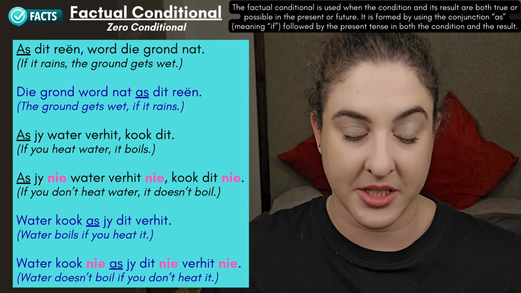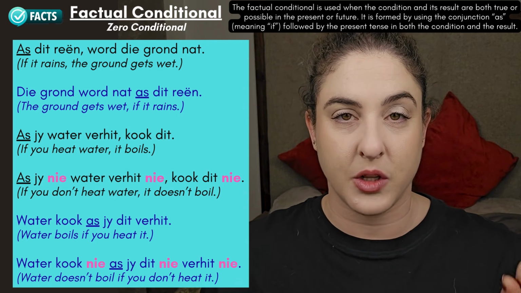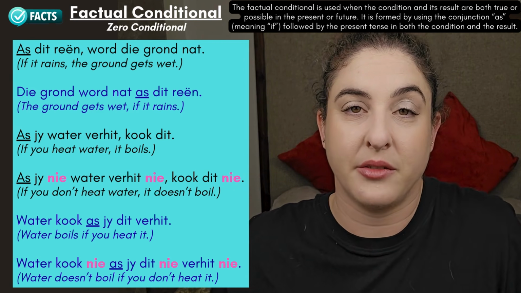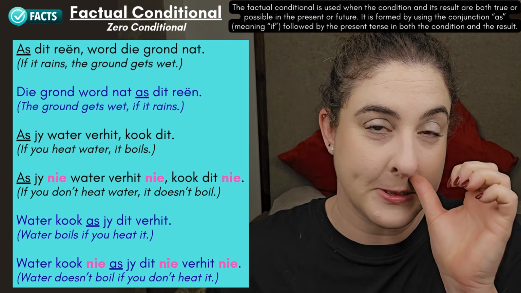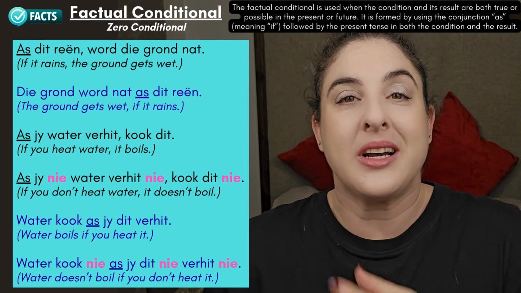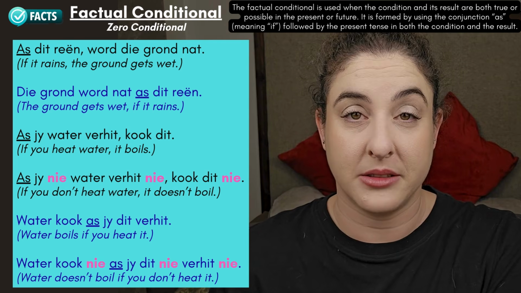In those two sentence examples, we have as jy water verhit, kook dit. You see that the word water is in part 2, which is now in the beginning of the sentence with the conjunction. And you have kook dit in part 1. Dit is in part 1.